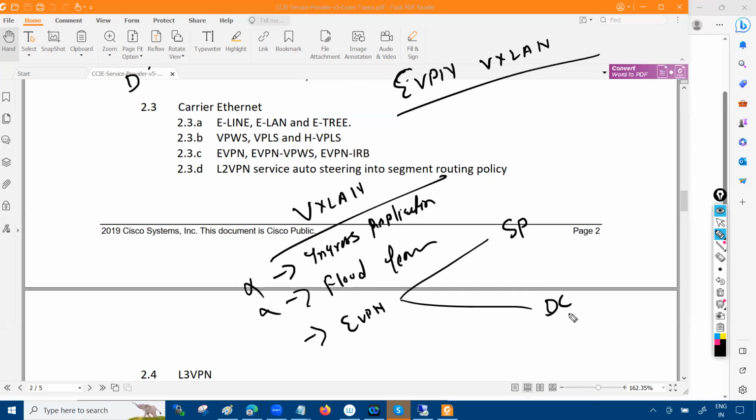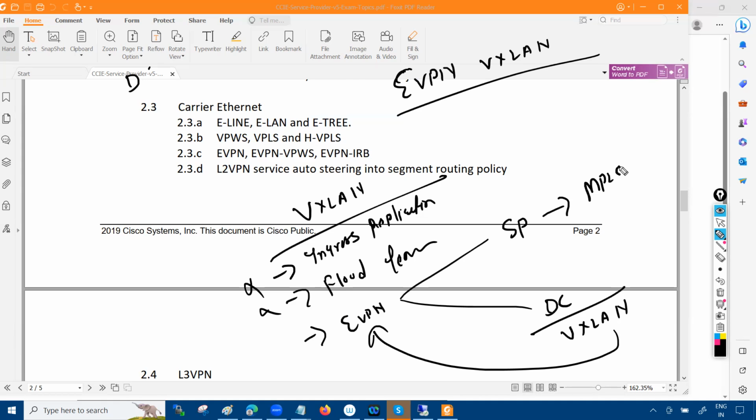So in a data center, what happened? We have VXLAN to support the EVPN. In a service provider, we have MPLS to support the EVPN. So this is the problem with most of the people right now in the market. They think that VXLAN means data center. First of all, when VXLAN comes in the picture, people think about the data center. No, it's not like that. You have 3 different ways to implement VXLAN. One of the ways is called EVPN.